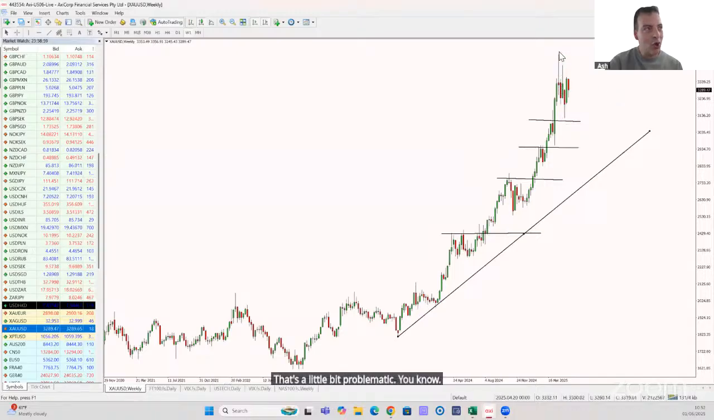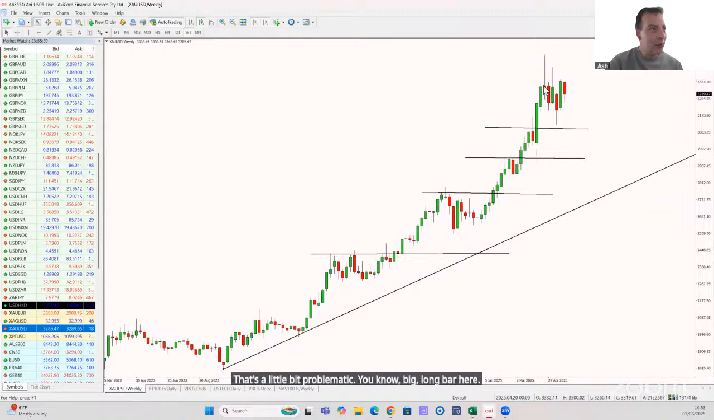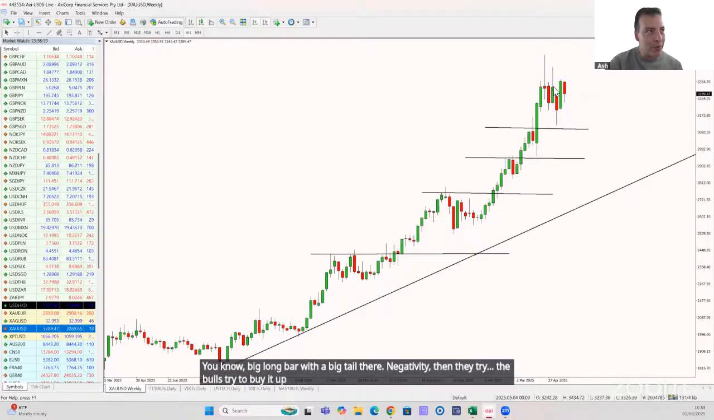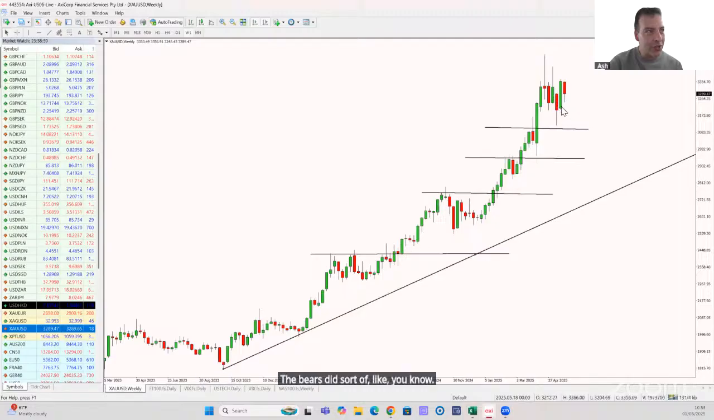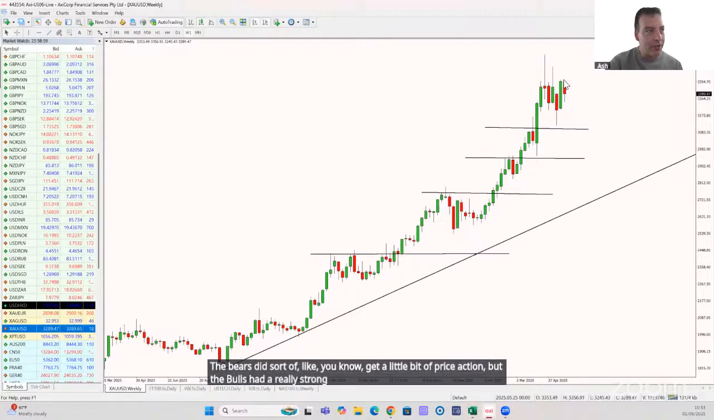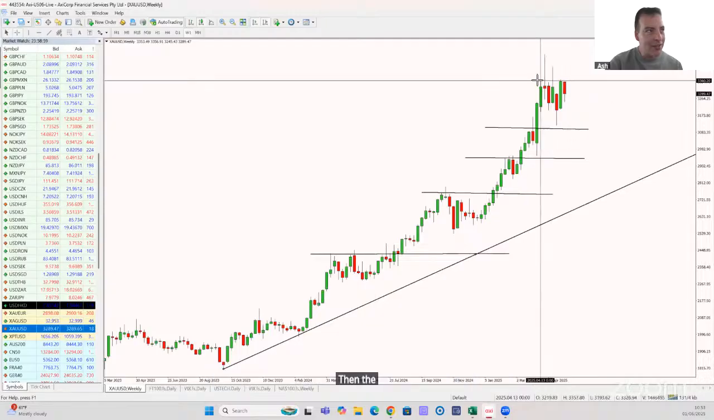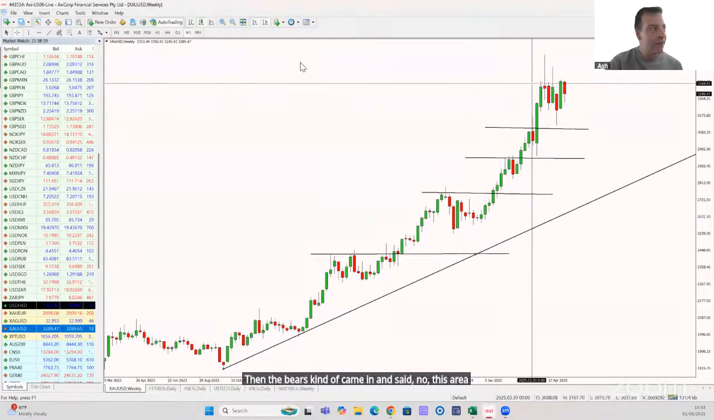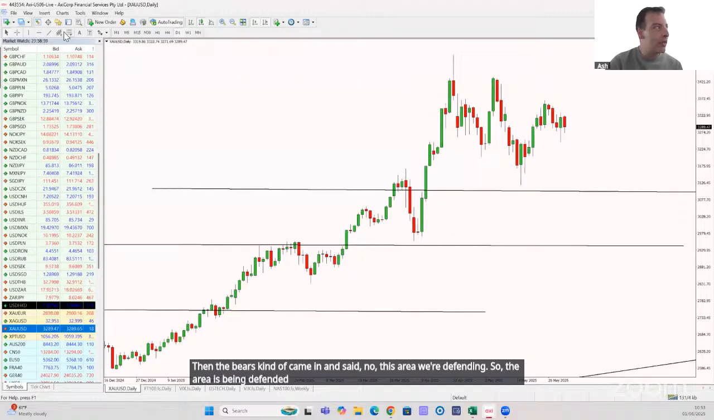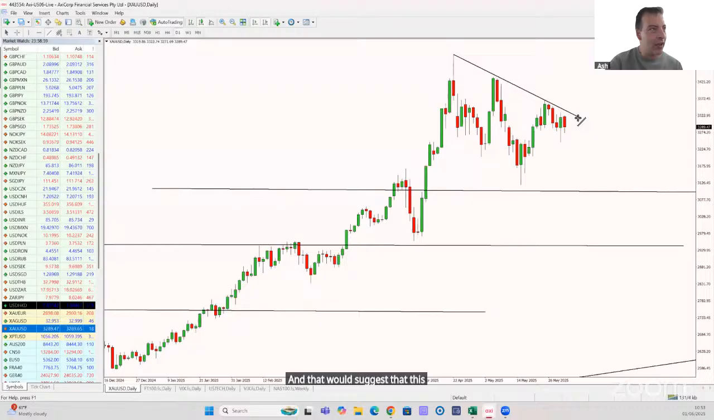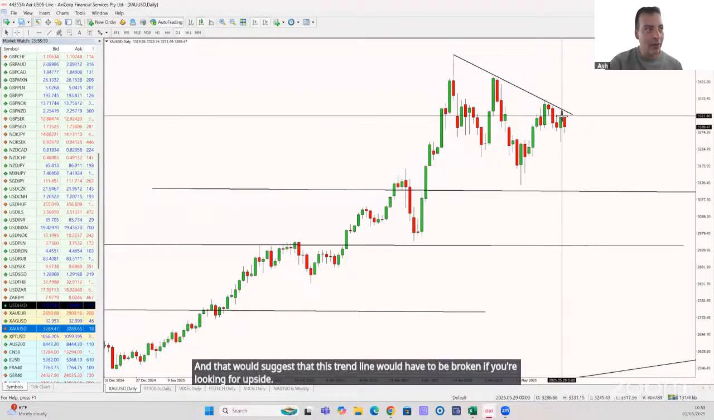A big long bar here. Big long bar with a big tail there. But negativity. Then the bulls try to buy it up. They look at the tail. They got battered down again. The bears did get a little bit of price action, but the bulls had a really strong week a couple of weeks ago. Then the bears came in and said, no, this area we're defending. So the area is being defended week on week. And that would suggest that this trend line would have to be broken if you're looking for upside anywhere around here.